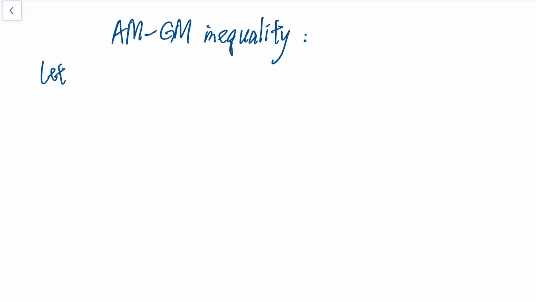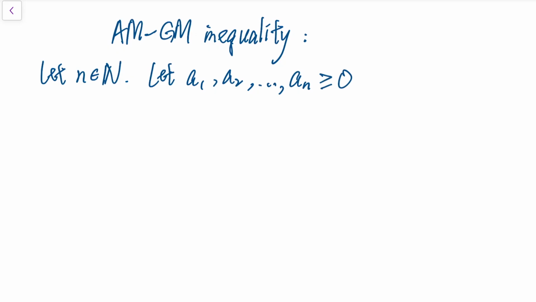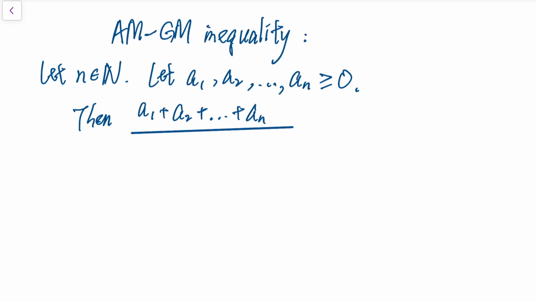Today, let's talk about the AM-GM inequality. Let n be a natural number. Let a1, a2, up to an be non-negative real numbers. Then we have the following result: (a1 + a2 + ... + an) divided by n is greater than or equal to the nth root of a1 times a2 up to an.